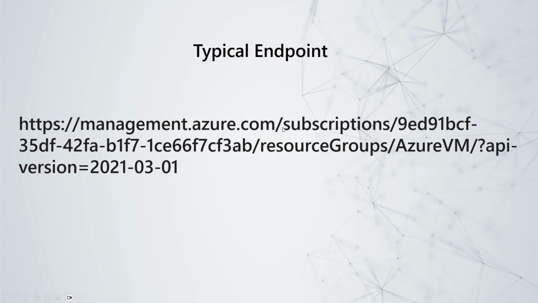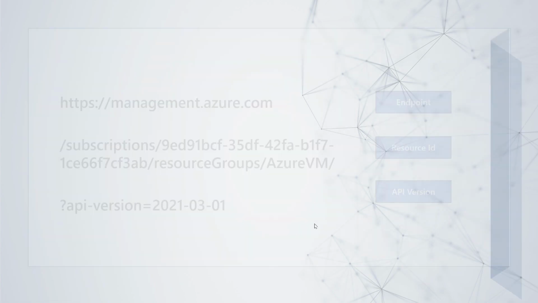This part that you see over here, subscription, then subscription ID, then a specific resource group, and then the resource group name. This is basically nothing but the resource ID itself. I'll show you this in a lot more detail, and then things will make a lot more sense. And the last part is API version.